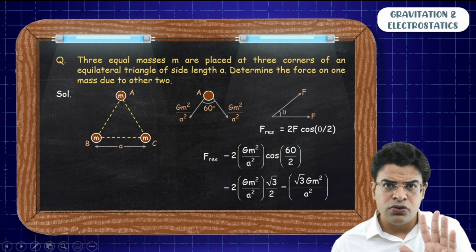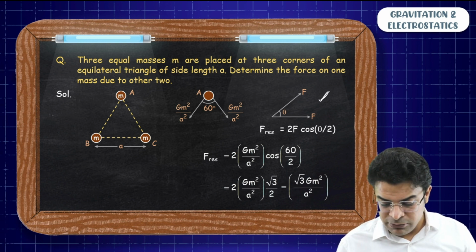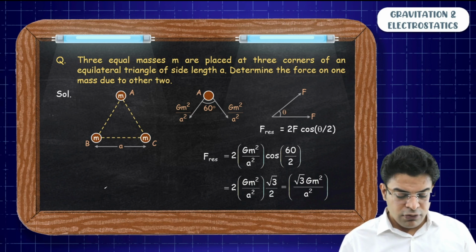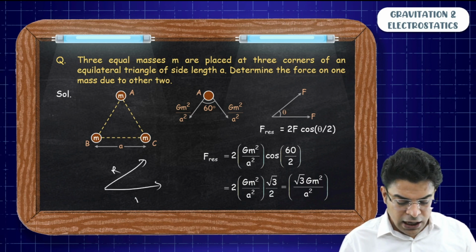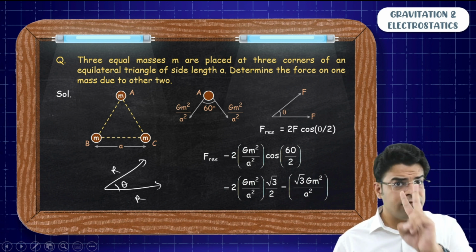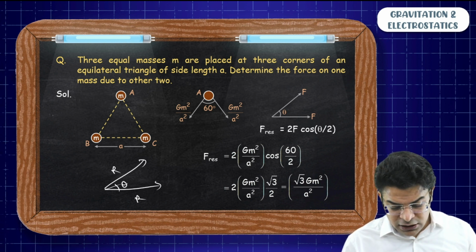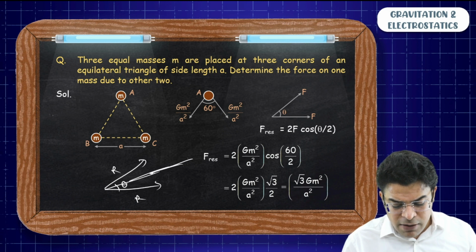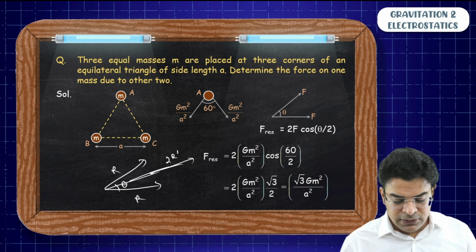This is a simple question. Now I will use this many a time, so remember this. If you have two vectors of magnitude r and r inclined at angle theta, any vector, but they should have the same magnitude r and r, then the resultant comes out to be exactly midway between them, and that resultant has magnitude 2r cos theta by 2.